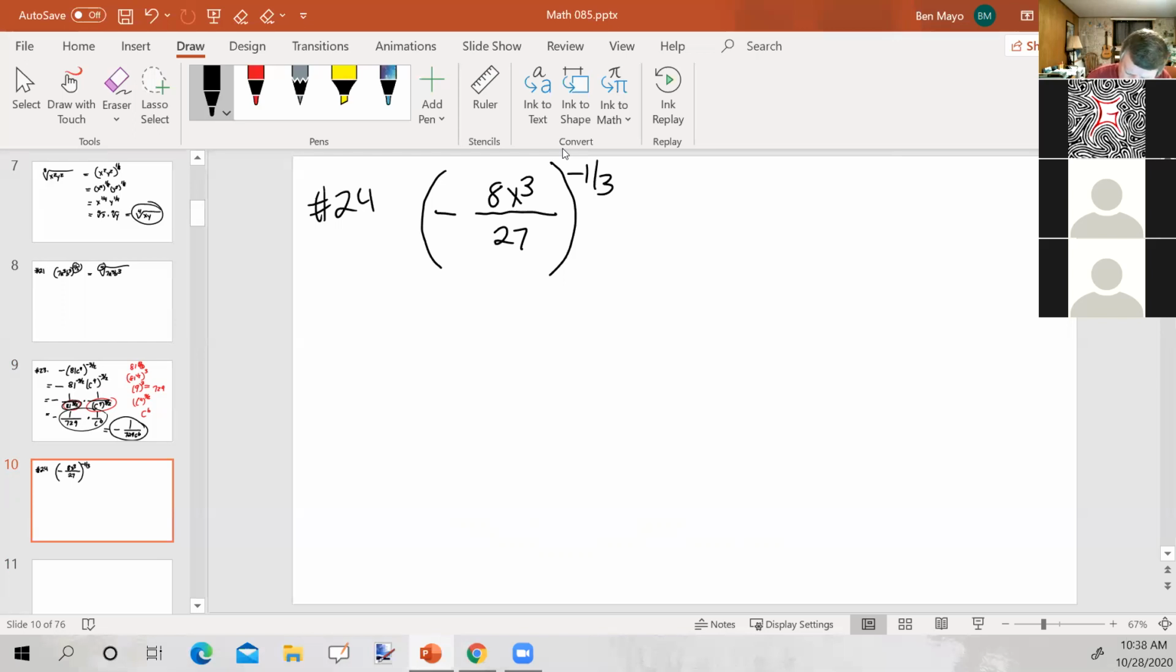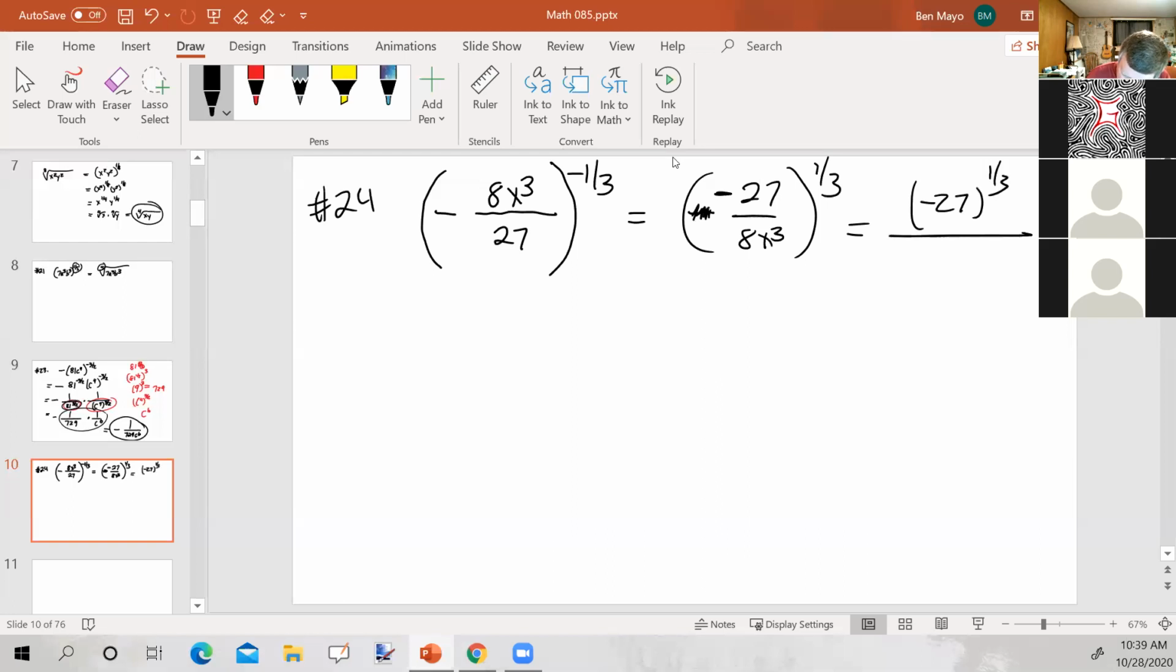Okay. So this is equal to negative 27 over 8x cubed all to the positive 1/3 power. So by taking the reciprocal, it changes the sign of the exponent. Okay? Any questions about that rule? All right. I'm going to take this negative sign and attach it to just the numerator. So now what I've got is negative 27 to the 1/3 power over 8x cubed to the 1/3 power.